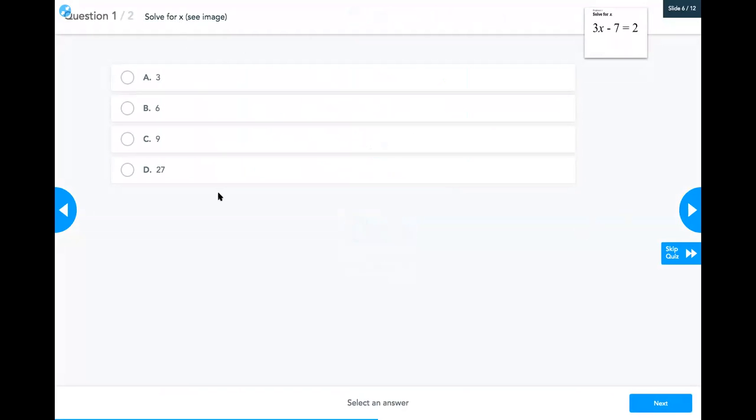Solve for x. Where's the image? Oh, it's up here. Our little talking thing was blocking it.